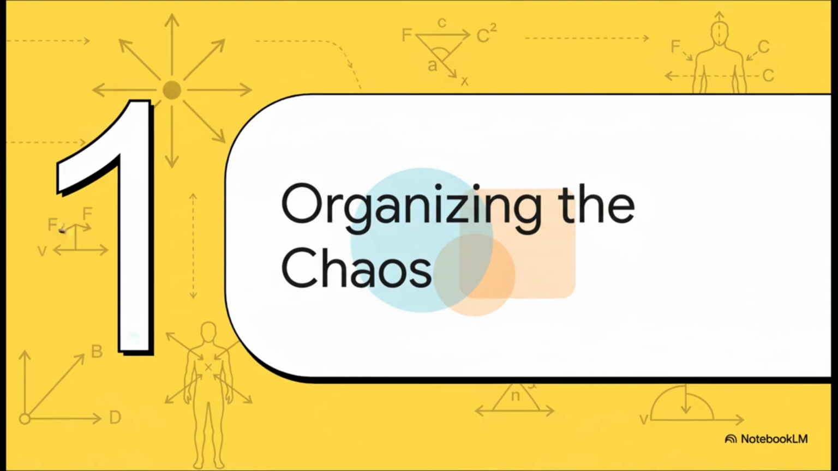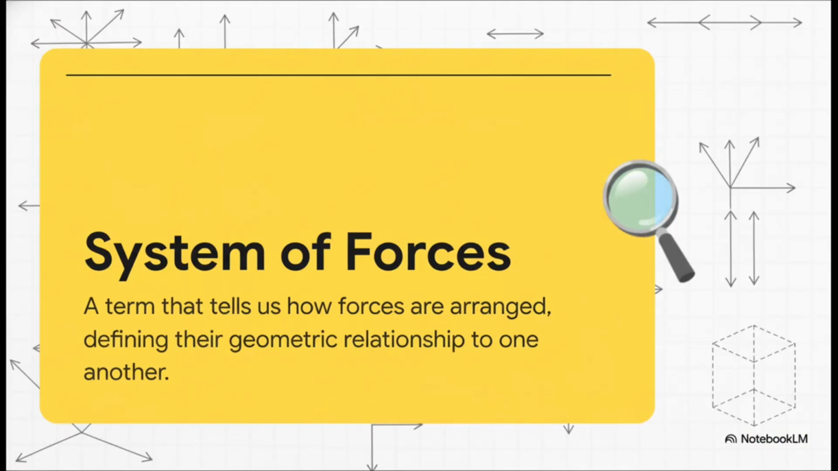What do we even call this collection of different forces all acting on one object? We call it a system of forces. Simple enough, right? But this isn't just about making a list. It's all about how those forces are arranged geometrically. Are their lines all pointing to the same spot? Are they running parallel to each other? Or is it just a complete mess? Answering that question is the key to pretty much everything that comes next.